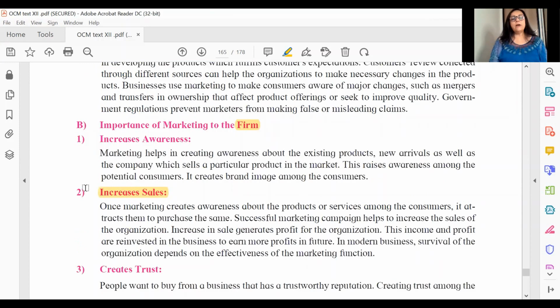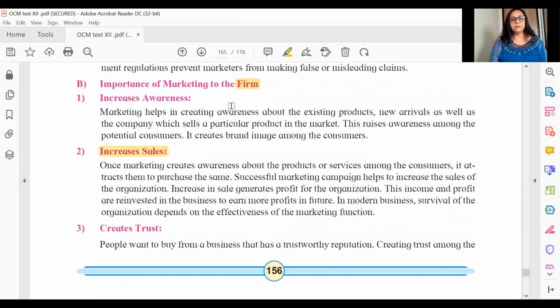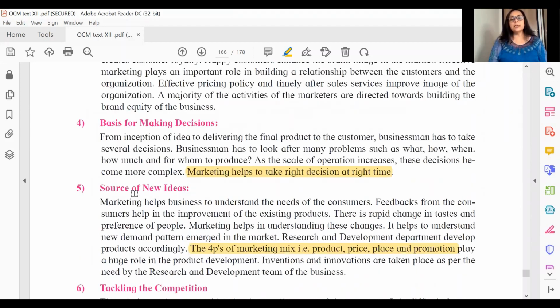Now, similarly, you have a list of points. How is the firm helped? How does marketing help the firm? The firm is helped because their sales increase, because consumers become more aware about the brand, there's consumer awareness. At the same time, you see other highlighted text like marketing helps to take the right decisions at the right time. Say you have multiple choice question and then options are given. Now, this particular option, there are several parts in the chapter where you have right decision at the right time. But in the options, they will give you marketing, so you will be able to guess.